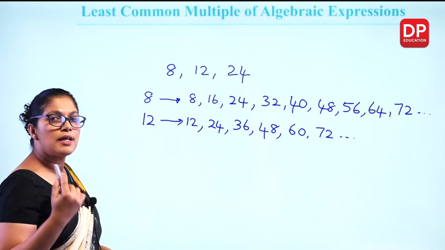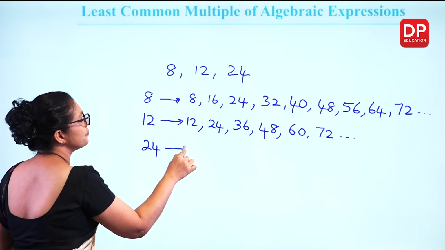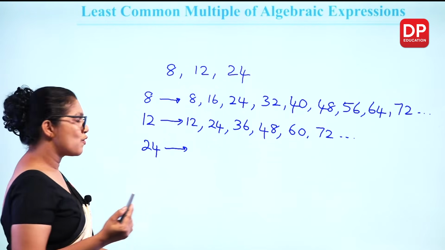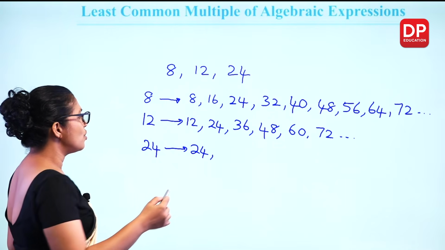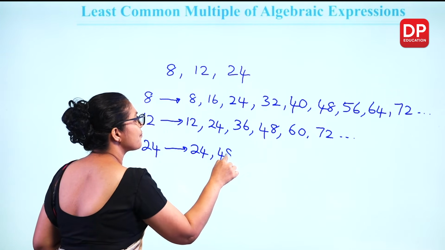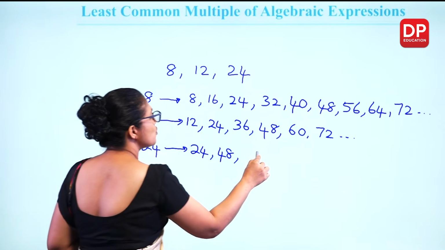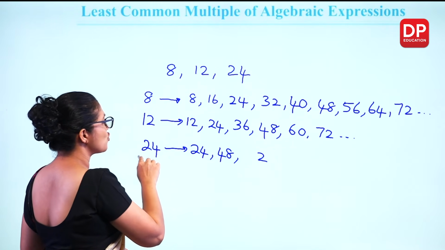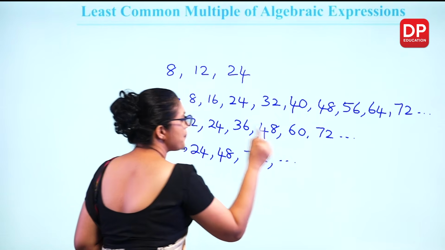And what about multiples of 24? So 24 times 1, 24. 24 times 2, 48. So what is 24 times 3? 3 times 4, 12, 1 remaining, 3 times 2, 6. So that's 72. So I'll stop here.